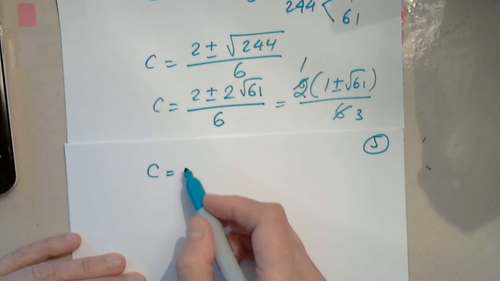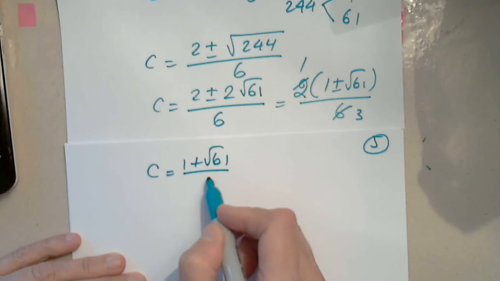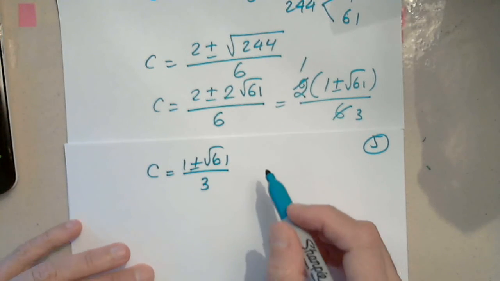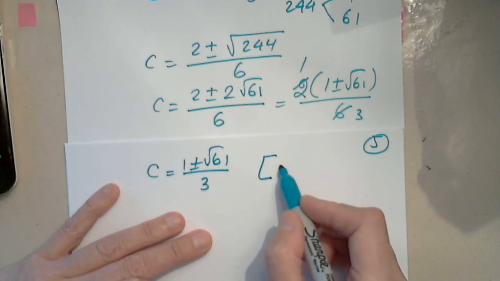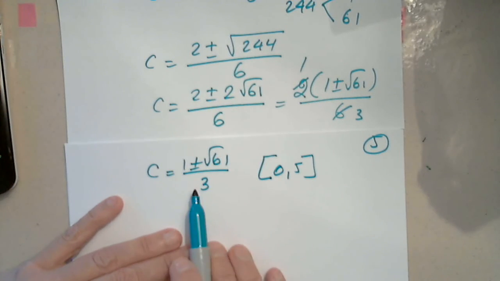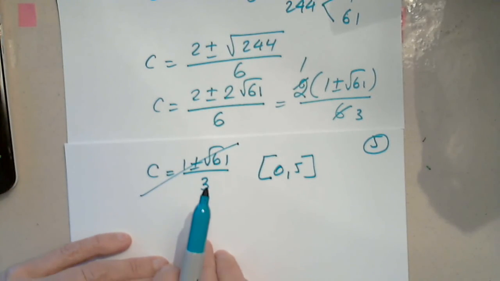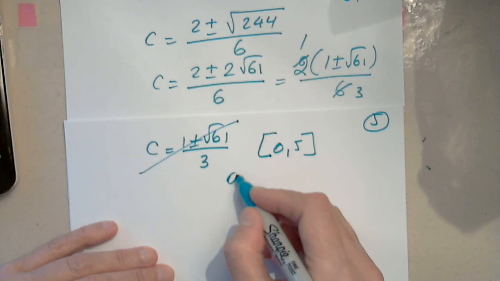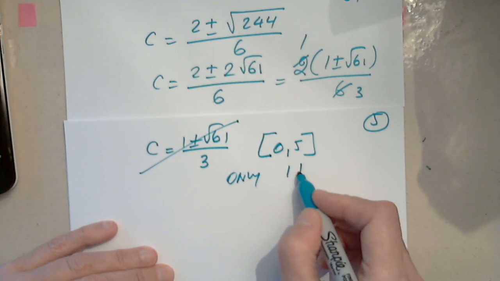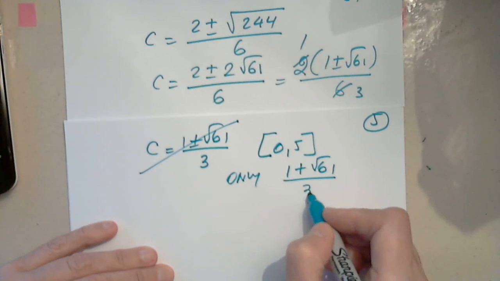So C is 1 plus the square root of 61 divided by 3, or minus. But remember, it has to be between 0 and 5. Not both solutions are between 0 and 5. Only 1 plus the square root of 61 divided by 3.